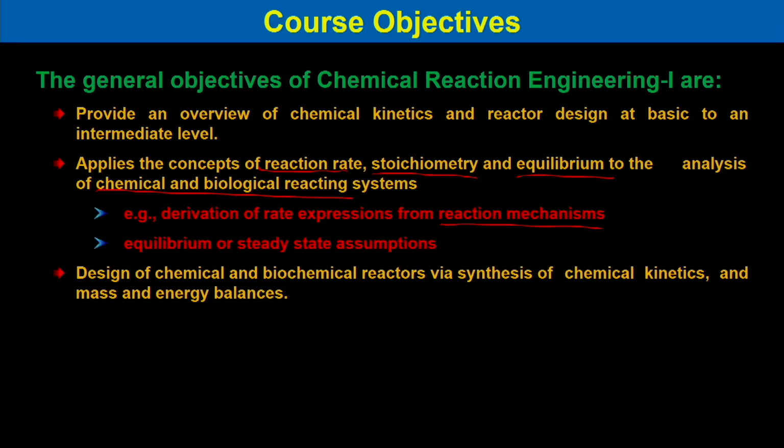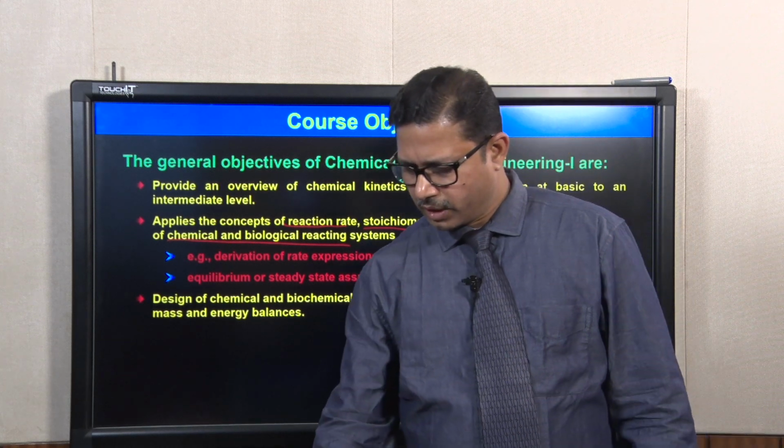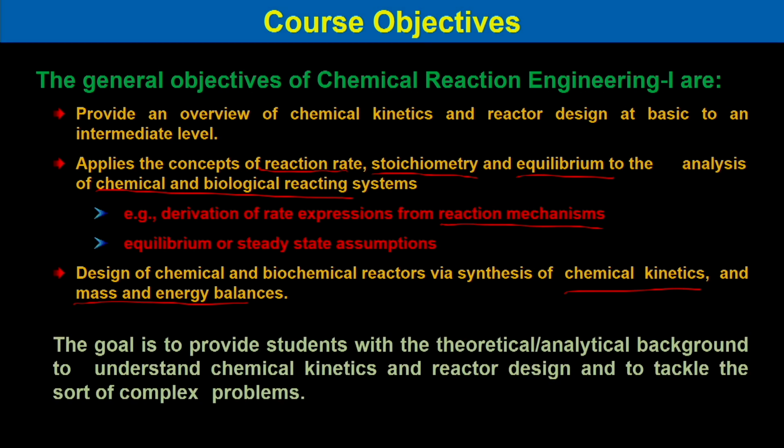So, design of chemical and biochemical reactors via synthesis of chemical kinetics and mass and energy balances. So, this course will also consider the design of reactors which will take into account the chemical kinetics as well as mass and energy balances wherever necessary. The broad goal of this course is to provide students with theoretical and analytical background so that they can understand the chemical kinetics and the reactor design to tackle the sort of complex problem.